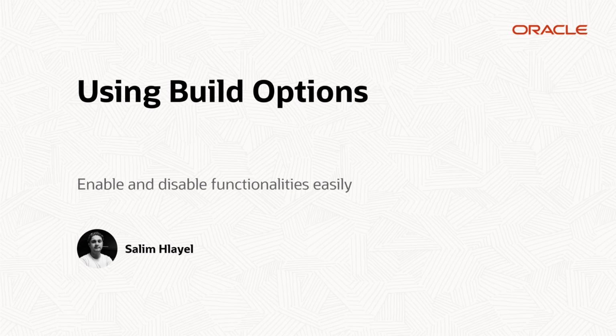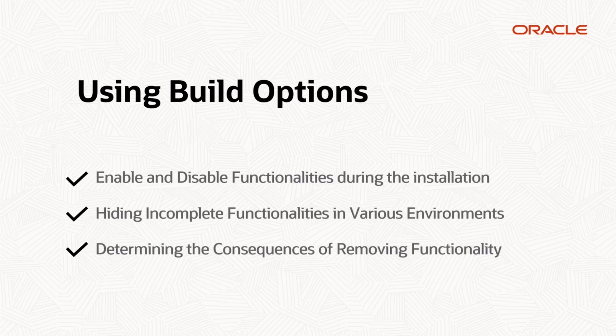In this video, I'm going to show you how you can use build options to enable and disable functionalities easily. Build options can be used in three scenarios. The first scenario is to enable and disable functionalities during an installation. For example, if you have an SMTP configured on your server where you are deploying your application, you might want to enable the functionality for sending emails.